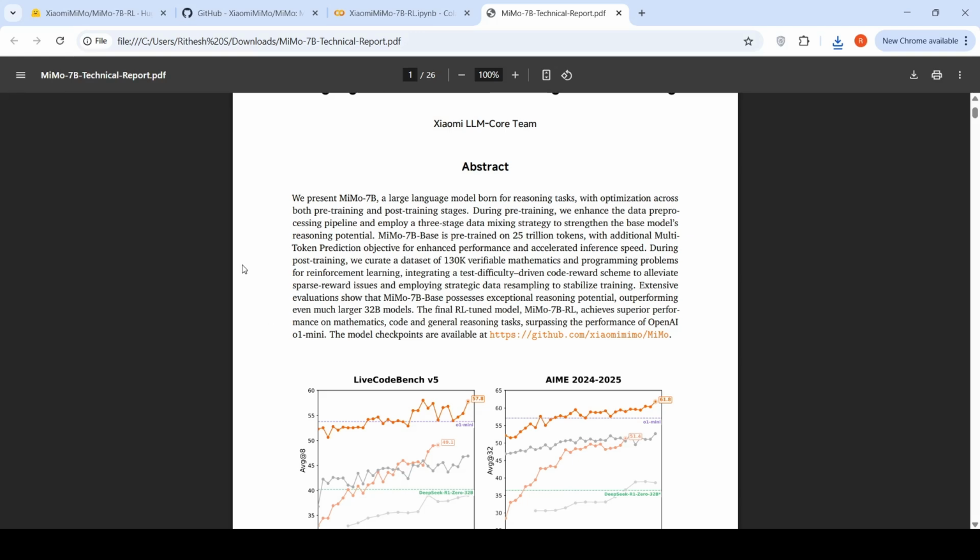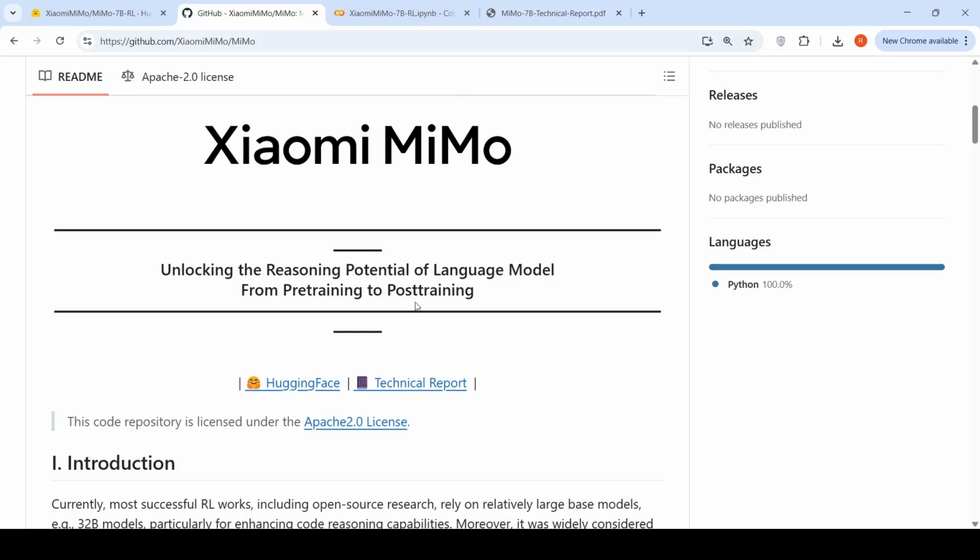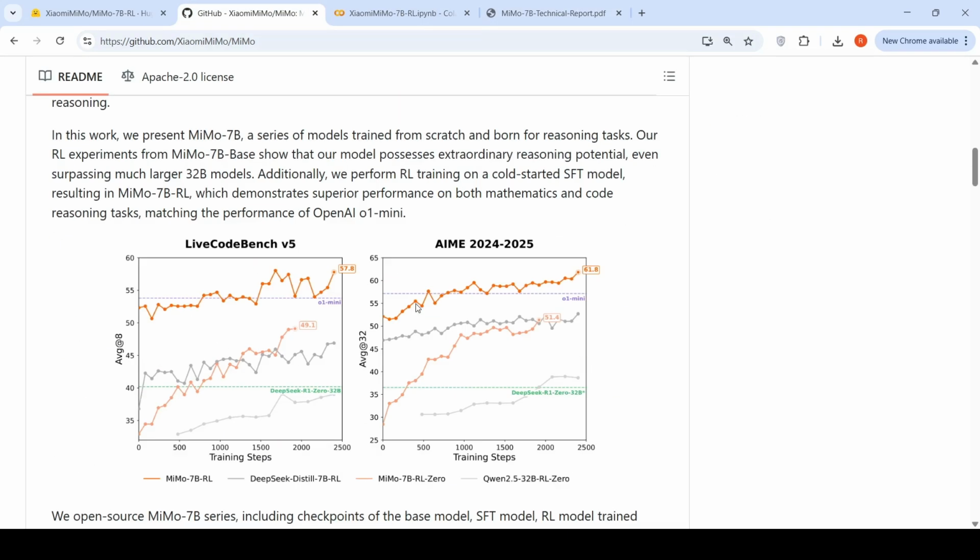The models have been released on Hugging Face with the Apache 2.0 license. We can try it out. In this video, let's try out the reinforcement learning 7 billion Xiaomi MiMo model on some prompts to see how it performs. And then we'll come back to some details of how these models were created.